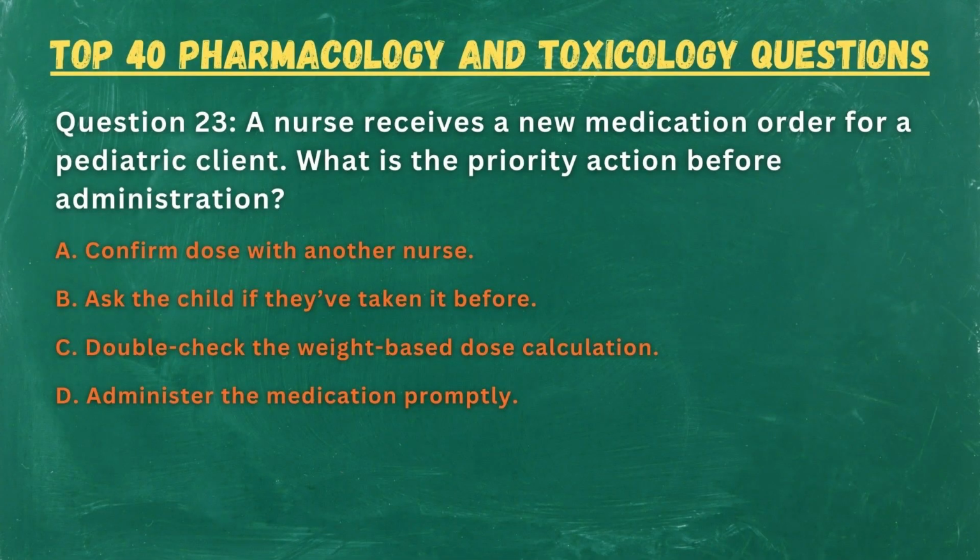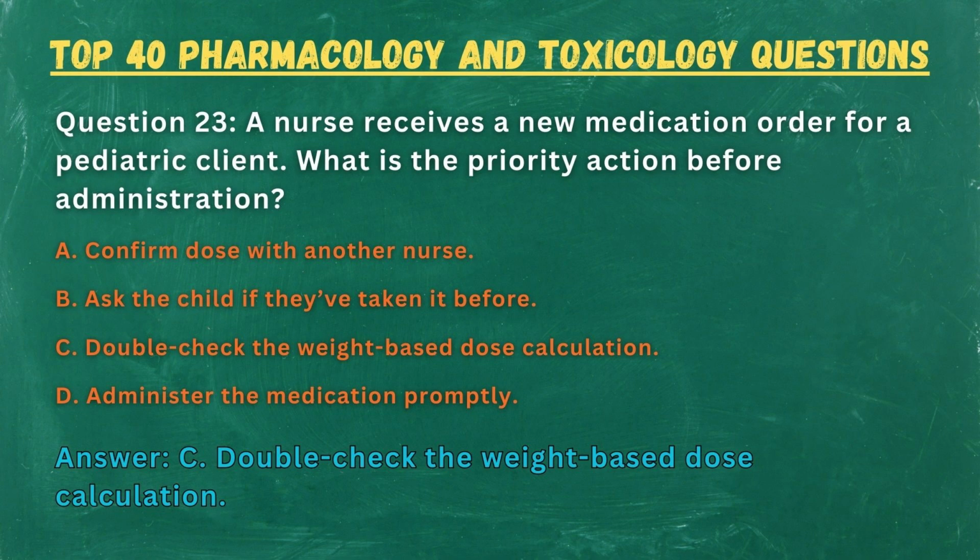Question 23. A nurse receives a new medication order for a pediatric client. What is the priority action before administration? A. Confirm dose with another nurse. B. Ask the child if they've taken it before. C. Double-check the weight-based dose calculation. D. Administer the medication promptly. Answer: C. Double-check the weight-based dose calculation.